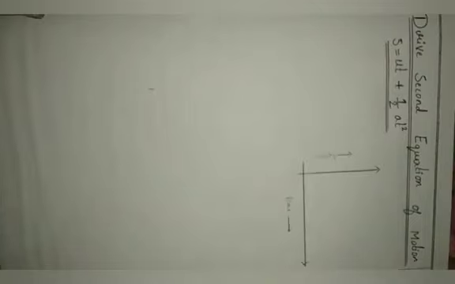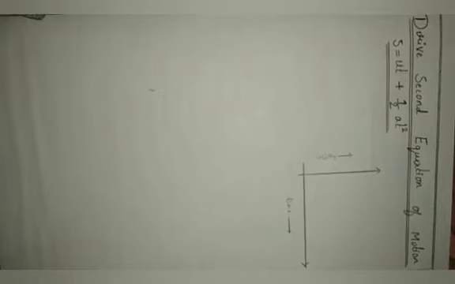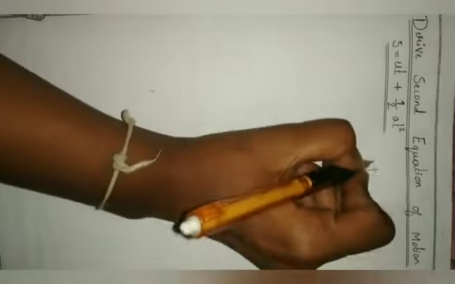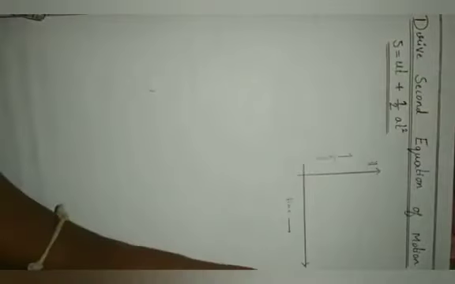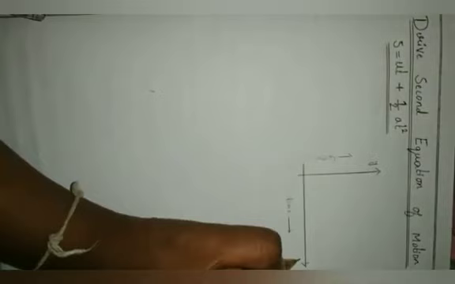Now we'll draw the velocity time graph. This is a velocity time graph. It is a graph drawn by taking velocity along the y-axis and time along the x-axis.